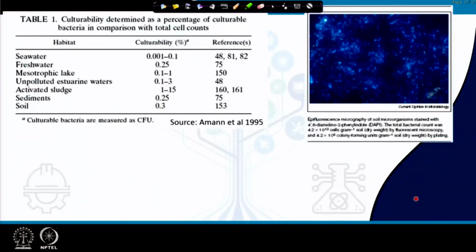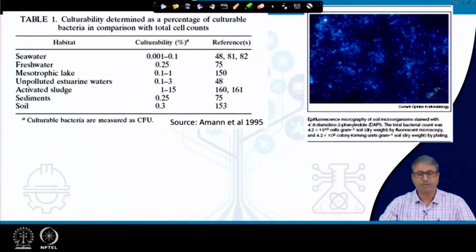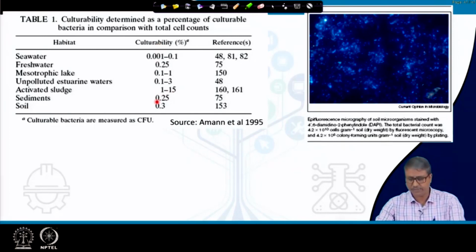a viable count. So, in a subsequent study, Amann et al. reviewed and found that in different environments, including sea water, fresh water, lake, unpolluted water, sediment, soil, even activated sludge, the cultivability varies, but in almost all cases remains close to 1% or less than that, except the activated sludge, because in activated sludge, you know that we use a particular inoculum or a particular set of organisms which are only growing there continuously, and they are cultured under that condition only. So, the cultivability of the organisms is a little higher in activated sludge, but in the rest it is close to 1 or even less than 1.